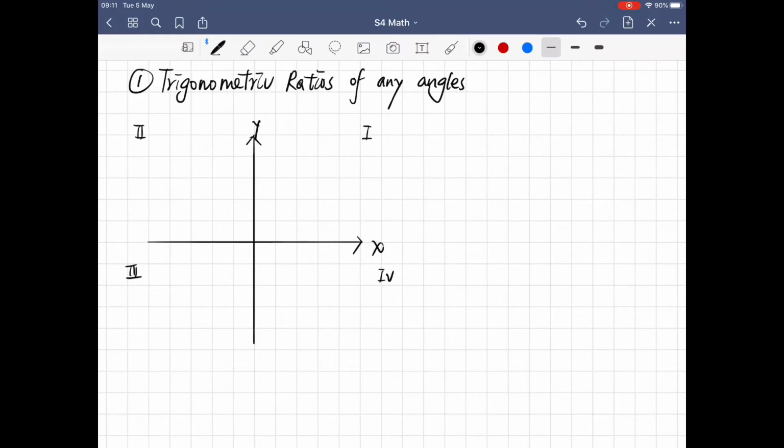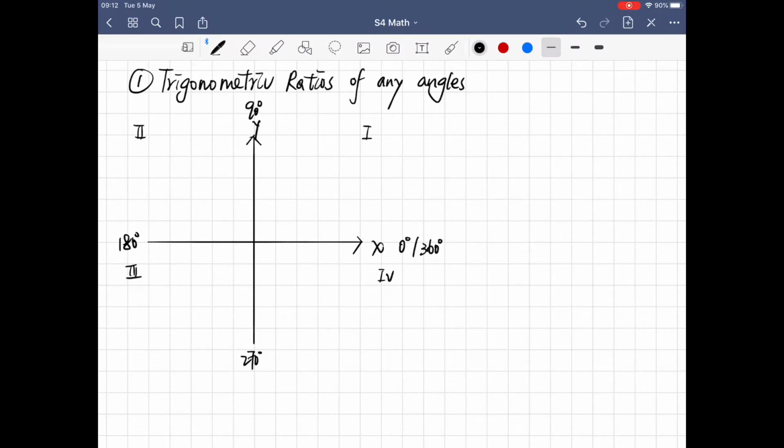So let's start with the positive x-axis. It is the 0 degree. And for the positive y-axis, it is 90 degree, and so on, 180 degree, 270 degree. And finally, when we come to one rotation, it is 360 degree.